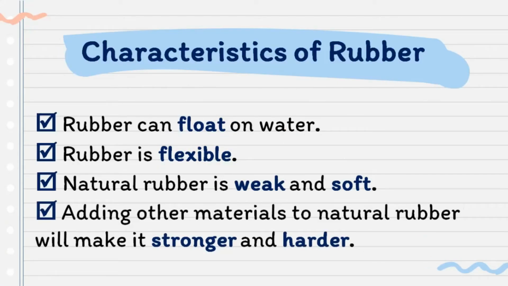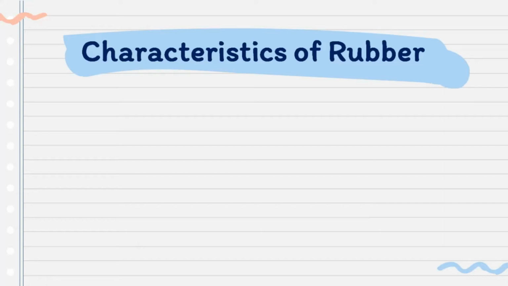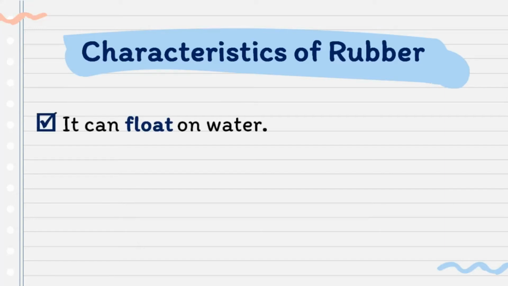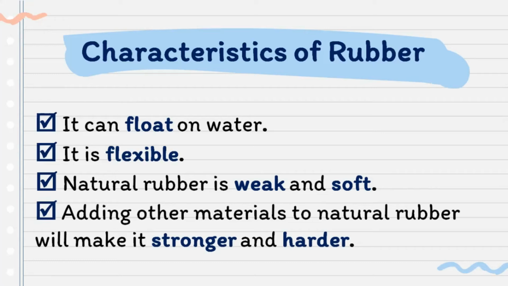Number 4. Adding other materials to natural rubber will make it stronger and harder. Just like rubber tires on trucks, they are stronger and they can support heavy weights. Now let's review the characteristics of rubber. It can float on water. It is flexible. Natural rubber is weak and soft. And adding other materials to natural rubber will make it stronger and harder.